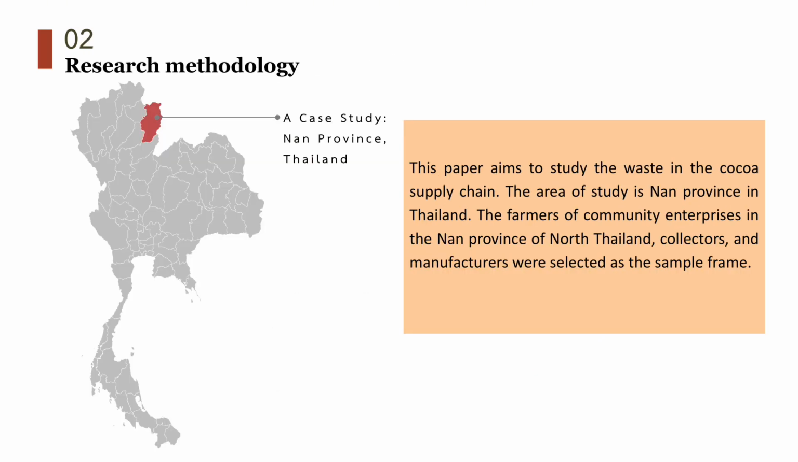That is the research methodology. This paper aims to study the waste in the cocoa supply chain. The area of study is Nan province in Thailand. The farmers of the community enterprise in Nan province of North Thailand, collectors, and manufacturers were selected as the sample frame.